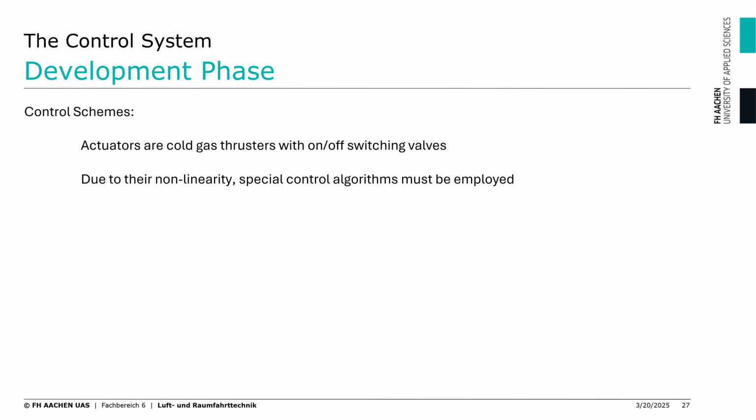Let us now continue with the development of the control system. While the navigation system was given a free hand in the design, the actuators for the control system are already predefined. These are cold gas nozzles with on-off switching valves. These actuators cannot generate variable forces, but can only be switched on or off. This behavior is fundamentally nonlinear and requires the use of special control algorithms.